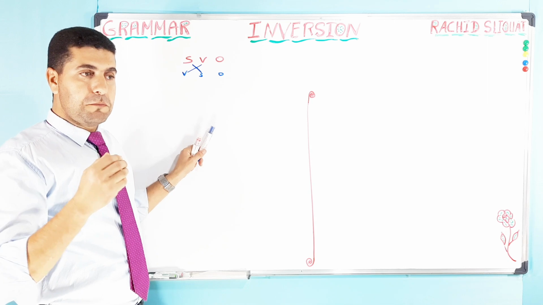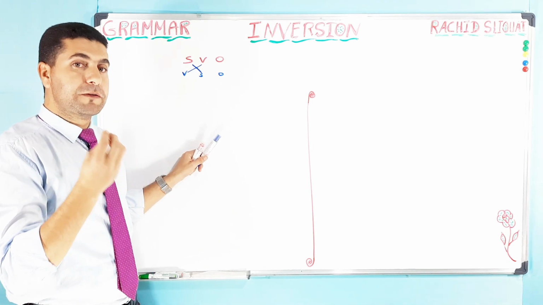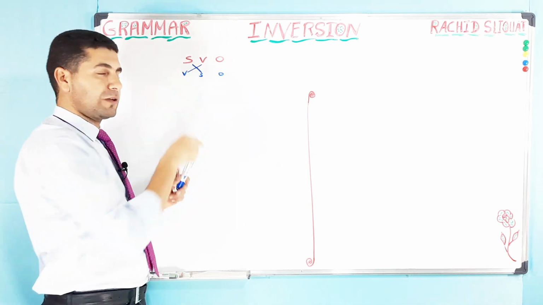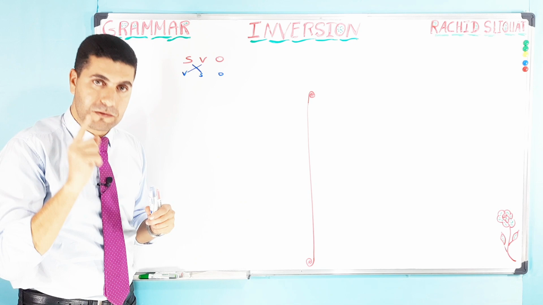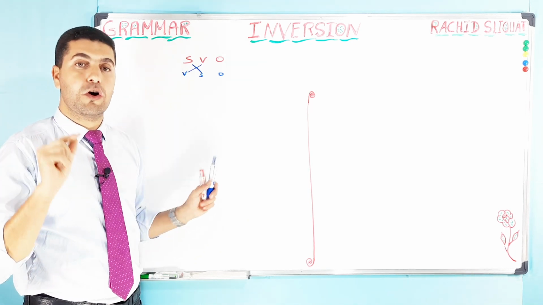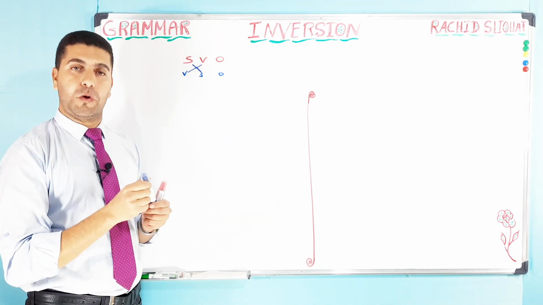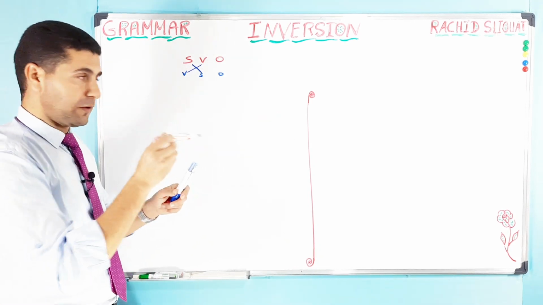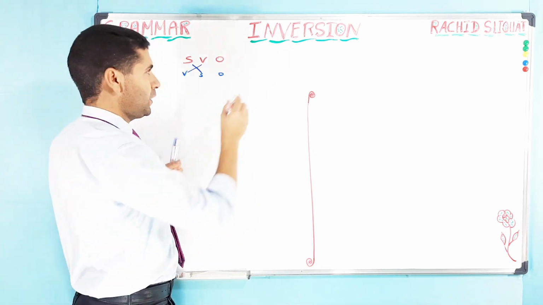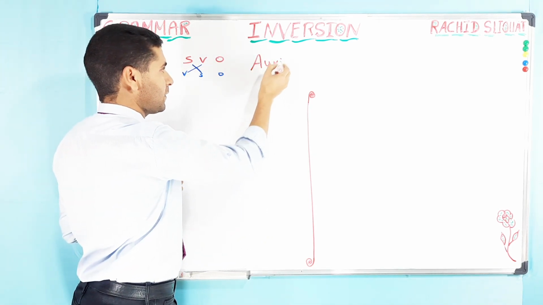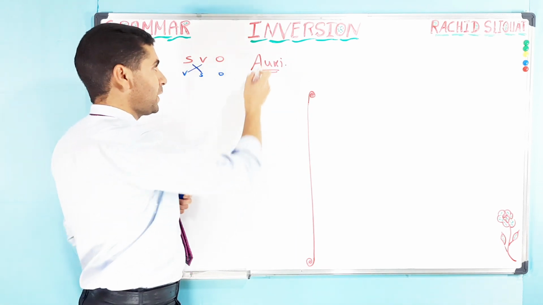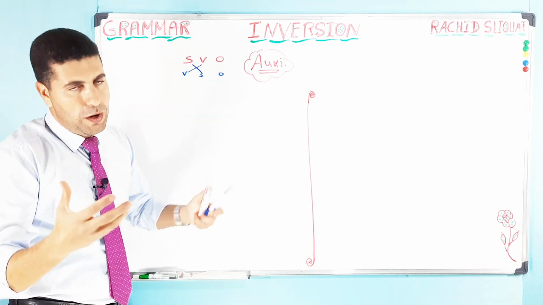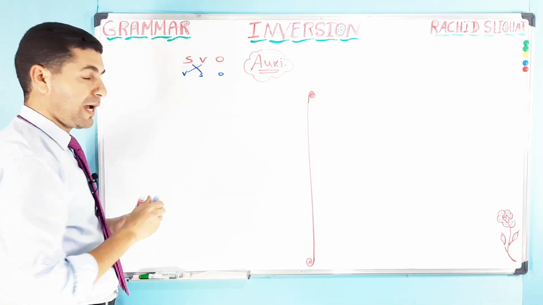But if we want to be more technical or more specific, inversion is not inversing the subject and the verb, but inversing the subject and the auxiliary of the verb, okay? So technically, what matters a lot in inversion is the auxiliary. This is what I'd like you to keep in mind, and not the main verb in the sentence.